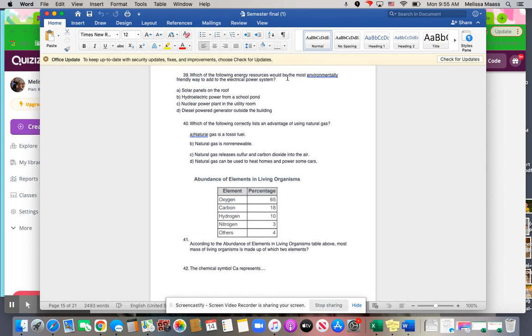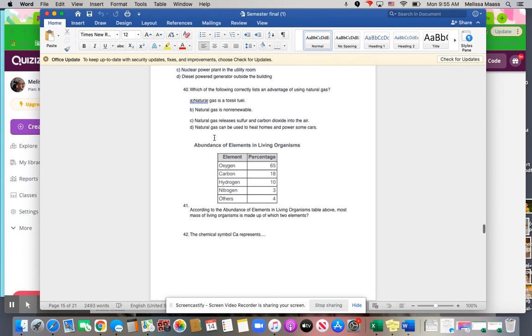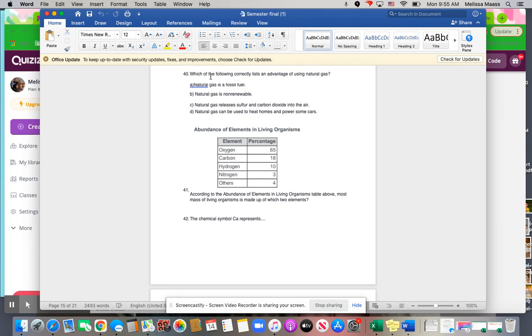Which of the following energy resources would be the most environmentally friendly way to add to the electrical power system? Most environmentally friendly way to add to the electrical power system. So environmentally friendly would more than likely be A, solar panels on the roof, because the other ones will give off some pollution in some way, shape, or form. Number 40, which of the following correctly lists an advantage of using natural gas?